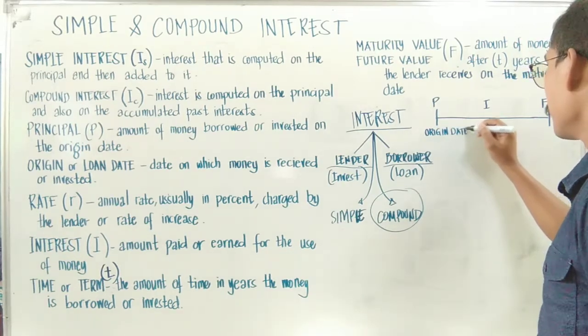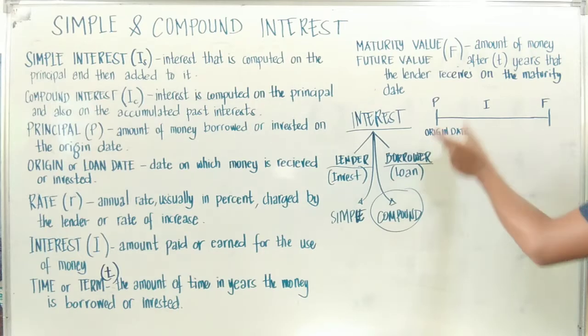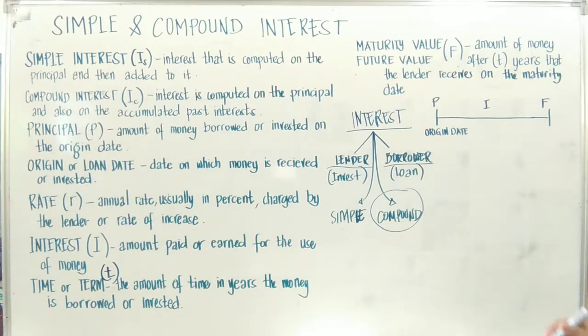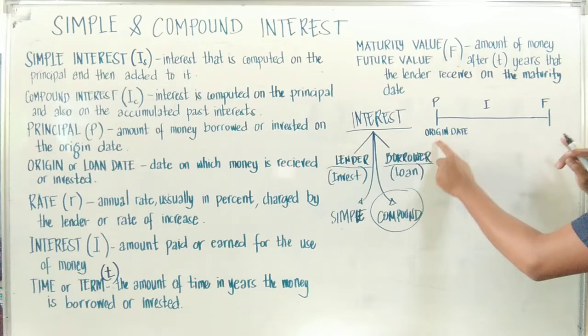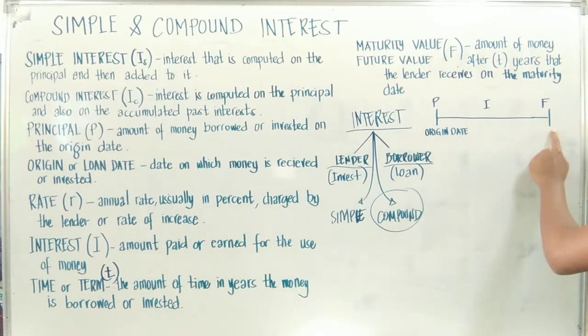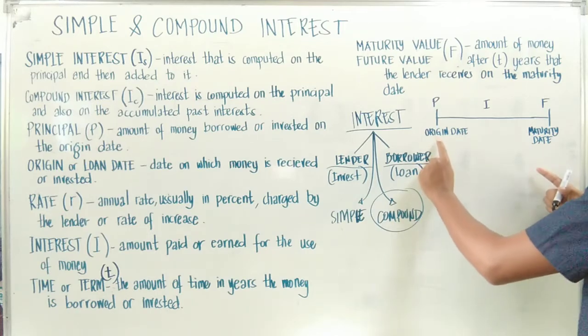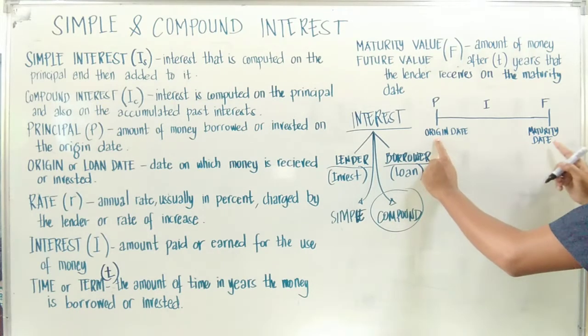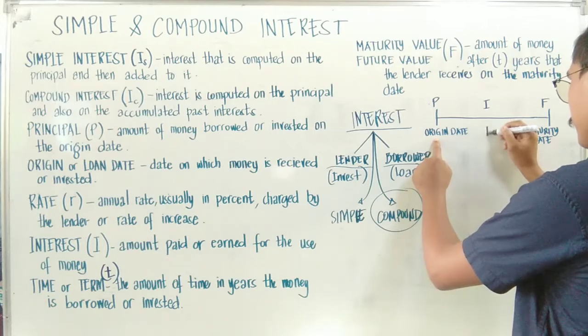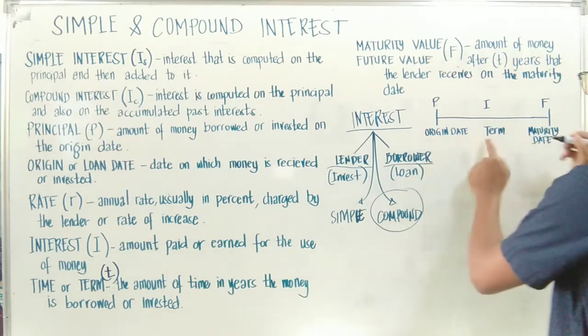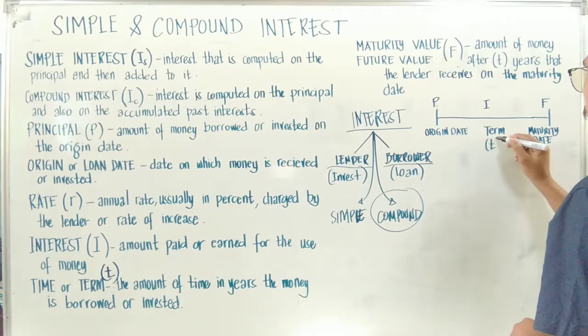Or if you are availing of a loan, it is known as the loan date. Okay? So the start is the origin date, and the termination of this investment is known as your maturity date. Okay? So the total amount of time from the origin date to the maturity date is the term. So term or time is denoted by small letter t.